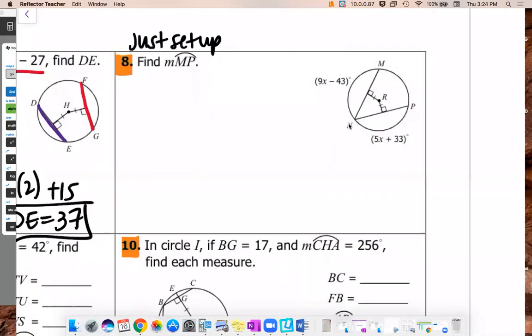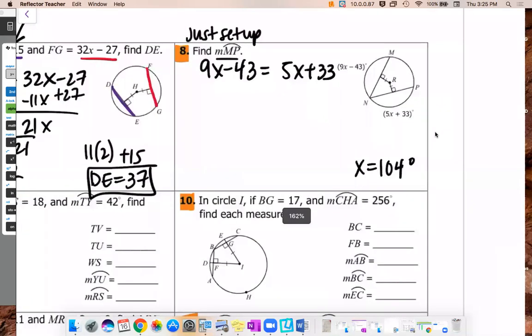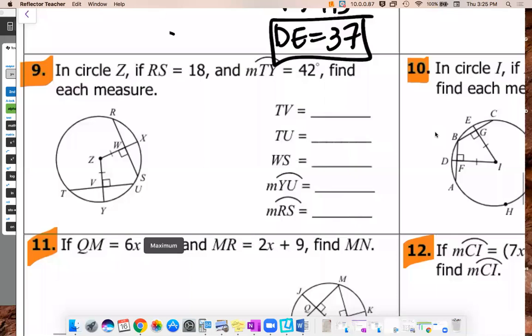Okay, this one we're just going to set up because it is just a little bit different, but it's the same idea. So you have your two radii are perpendicular to these chords. They also are equal, they're congruent. So that tells us that these chords are congruent, which means that these arcs also have to be congruent. So on this one, you would just set up 9x minus 43 equals 5x plus 33. And then you just do your algebra and solve. And this guy should end up being 104 degrees when you solve fully for MP. So that hopefully makes sense. And then we're going to go through these that take it a little bit further.